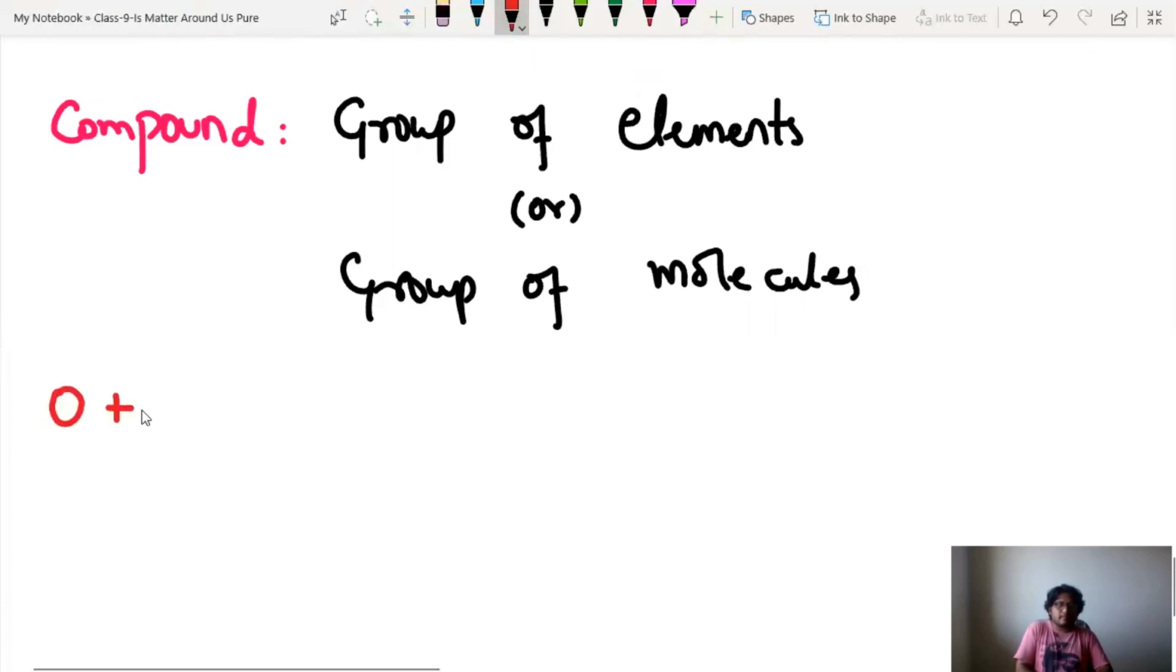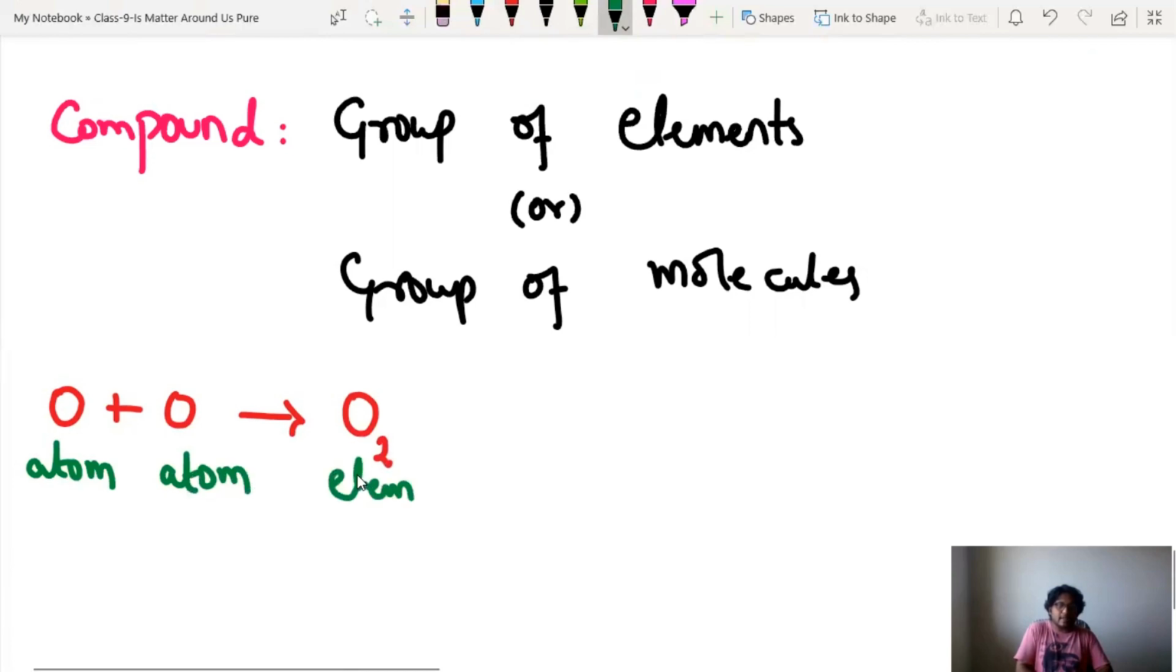Oxygen plus oxygen gives rise to O2. Now what is O? This is an atom. What is this O? That is an atom. What is this O2? That is an element. That is clear.